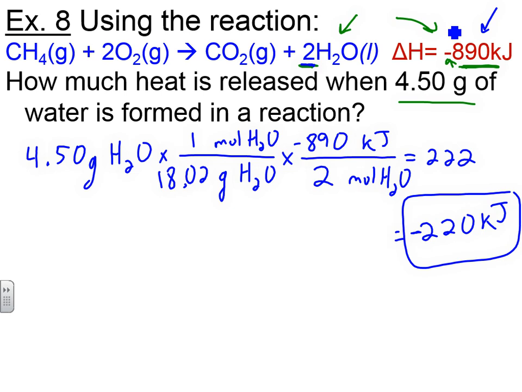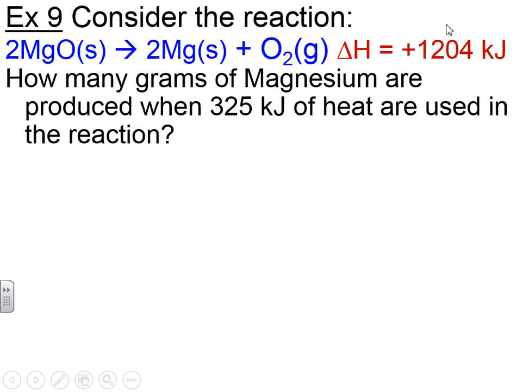Let's do another one that goes backwards. Here we have a reaction that is endothermic. Now, you've got magnesium oxide, which is broken apart, decomposed into the original magnesium and the original oxygen. In this case, it's a positive 1204. So you have to put energy in because we're breaking bonds here. That's what you're seeing. And it goes backwards. It says how many grams of magnesium are produced when 325 kilojoules of heat are used in the reaction. So we're going to go from heat to moles of magnesium, and then from moles of magnesium to grams of magnesium. So that should be very similar to the last problem, except backwards. 2 steps, not 3 steps, 2 steps.